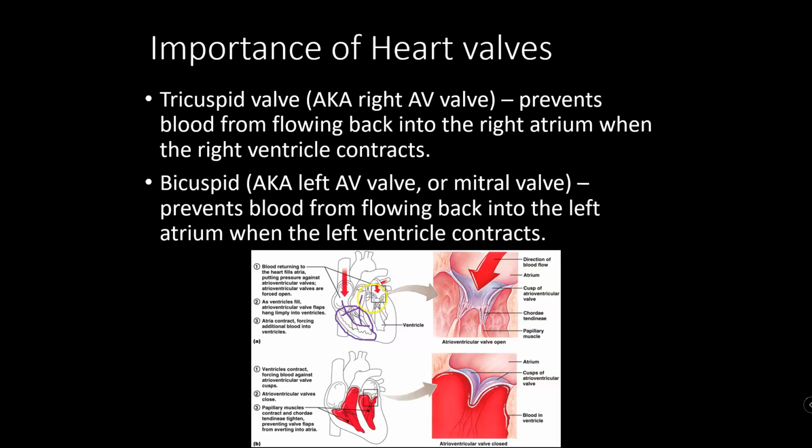When the left ventricle contracts, it snaps shut the bicuspid valve so that blood does not go back into the left atrium. We've got that chordae tendineae that we talked about earlier and the papillary muscle that is ensuring that those valves do not flap open in the other direction. So these valves are relatively stable. I'm not saying they can't break down, but they're relatively stable.